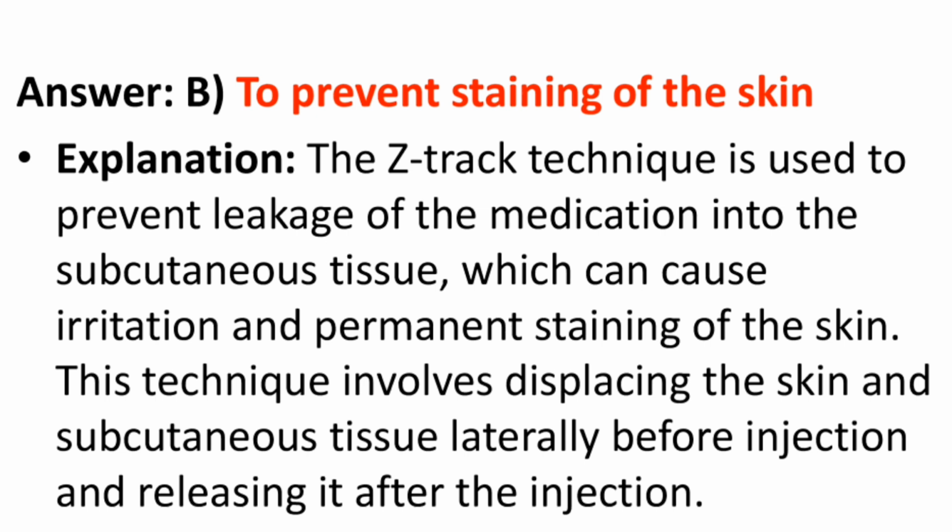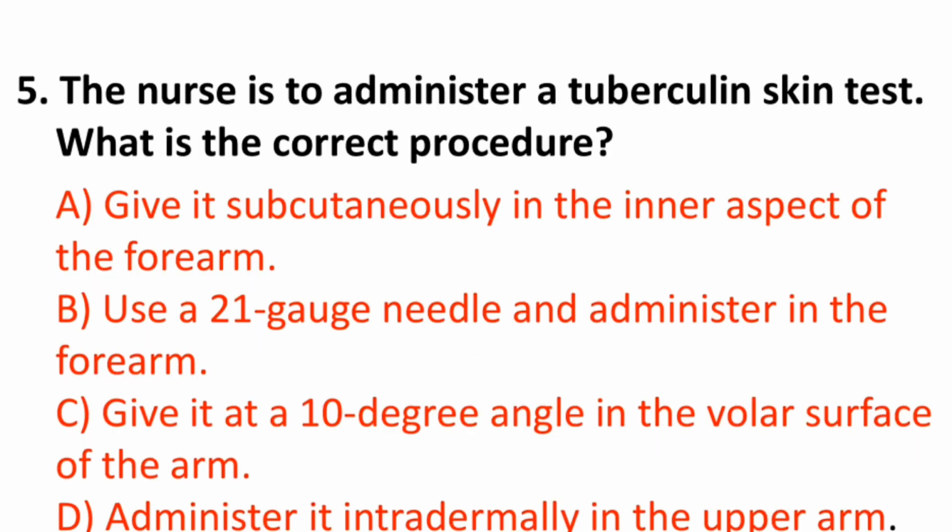The Z-track technique is used to prevent leakage of the medication into the subcutaneous tissue, which can cause irritation and permanent staining of the skin. This technique involves displacing the skin and subcutaneous tissue laterally before injection and releasing it after the injection.